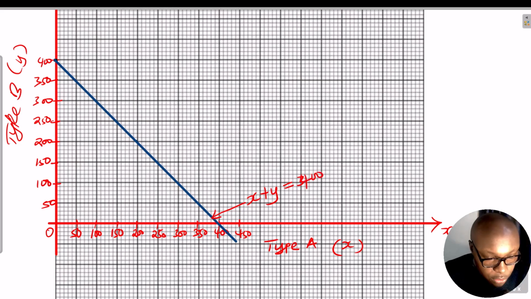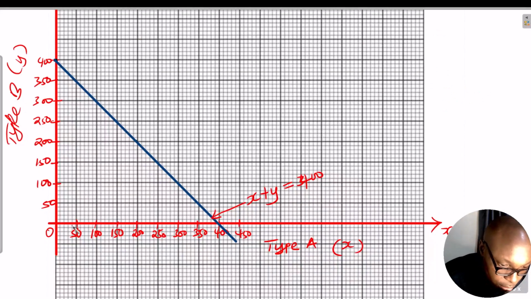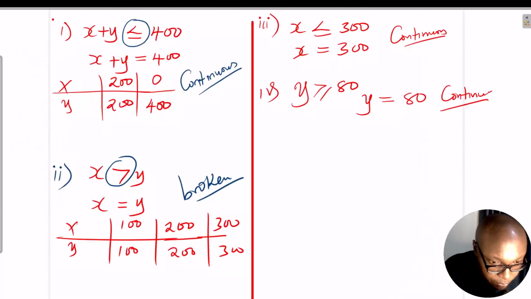Now after drawing it, we need to know the side that you're going to shade. Remember, we shade the unwanted side. On this line, which is a continuous line, we need to know whether we're going to shade the upper side or the lower side. To do that, we shall pick a point on the lower side, like 0, 0, and test it using this inequality, x plus y is less than or equal to 400.